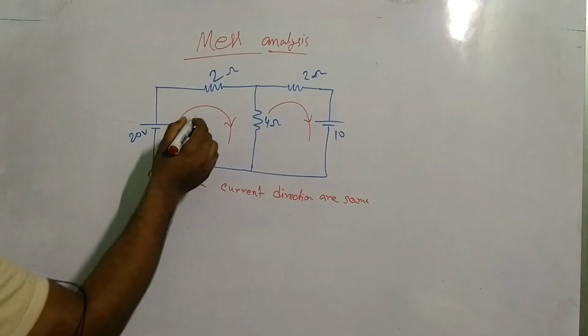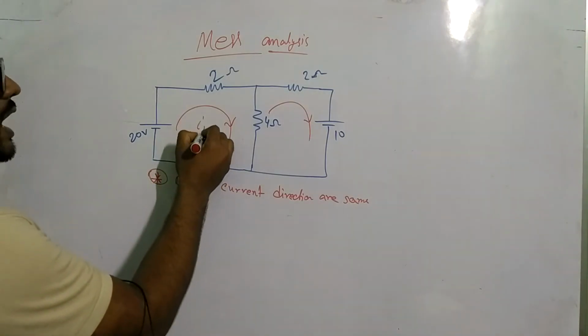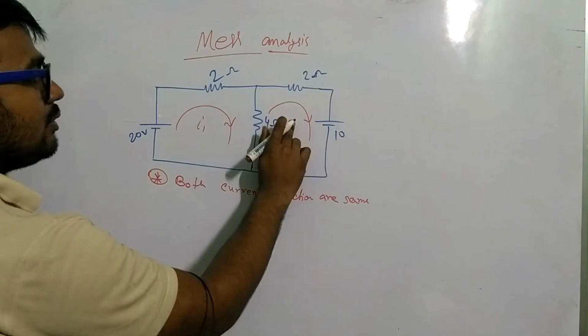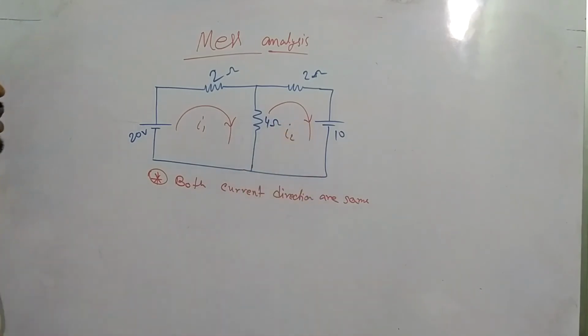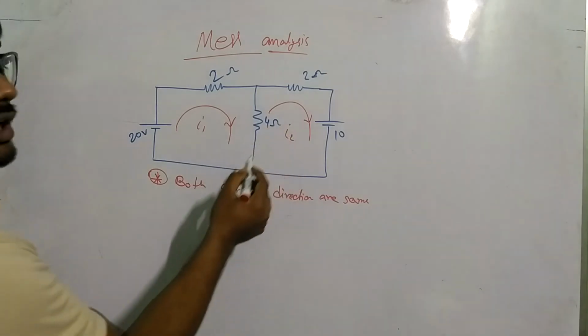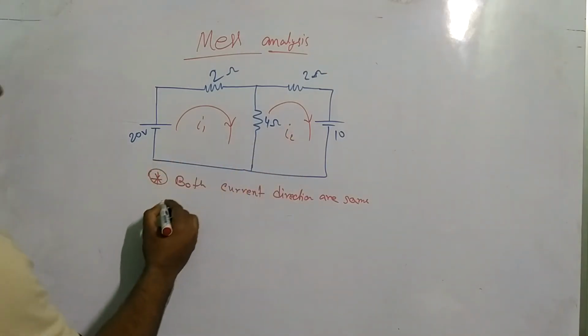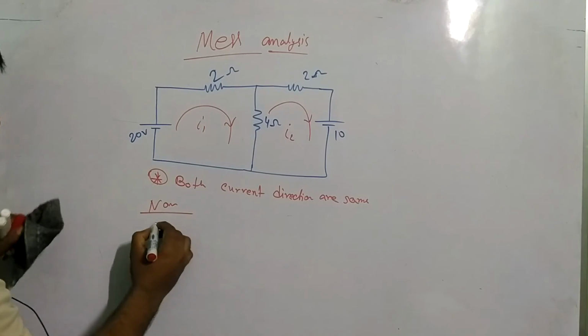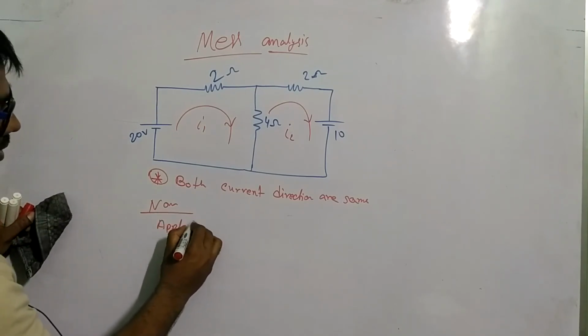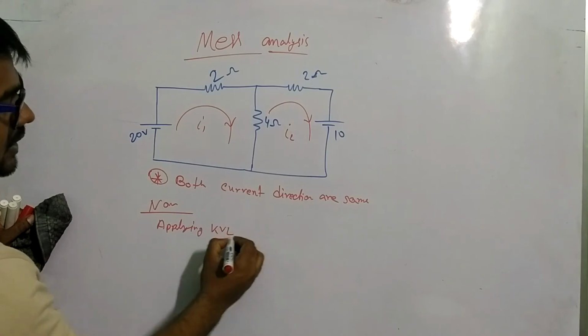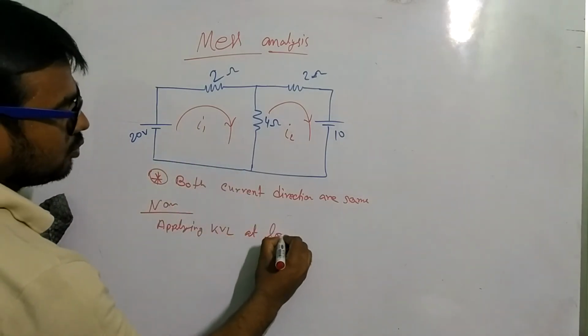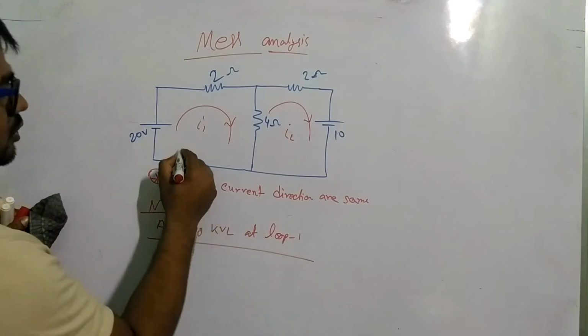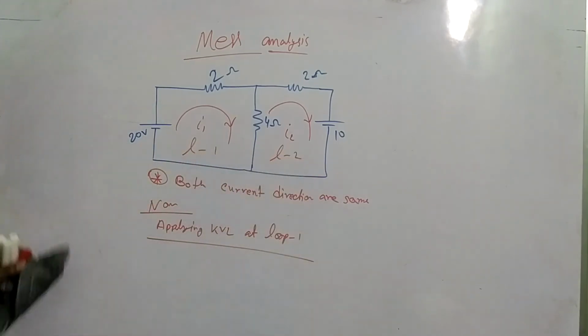After that, I assume this is I1 and this is I2. Here we consider only loop current. Clear? Now applying KVL at loop 1. So what is loop 1? This is loop 1, this is loop 2. Now I am applying KVL at loop 1.